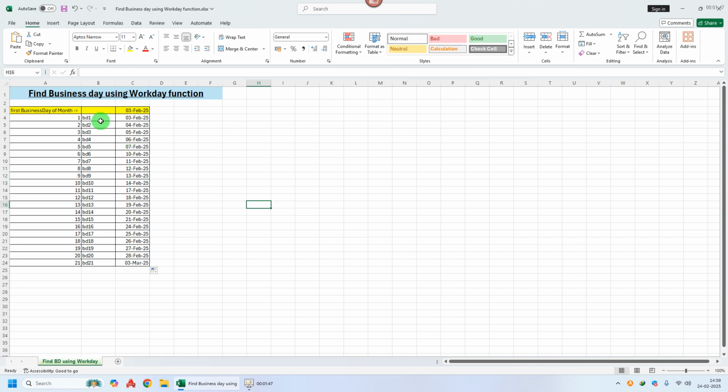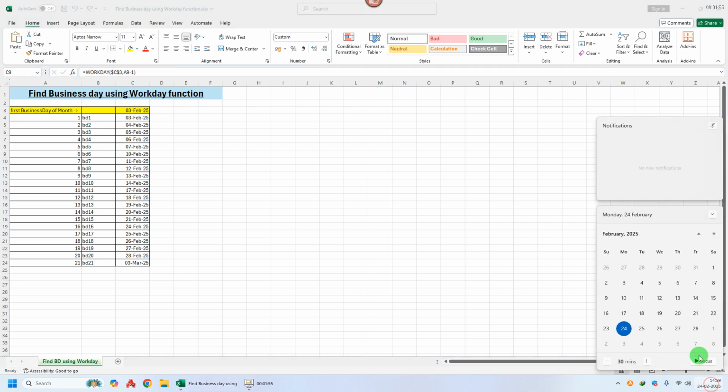So the second business day, BD2, will fall on 4th February and my BD6 will fall on 10th February, which you can find from here also: 1, 2, 3, 4, 5, 6. So BD6 is coming on 10th February, which you can see from here also.